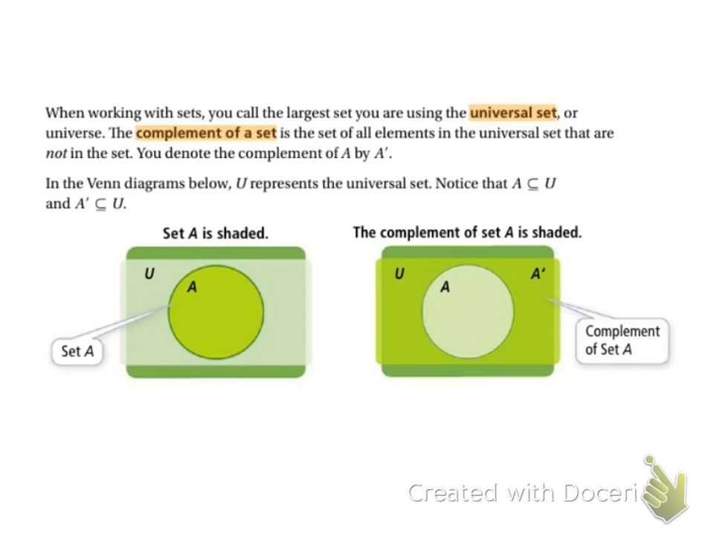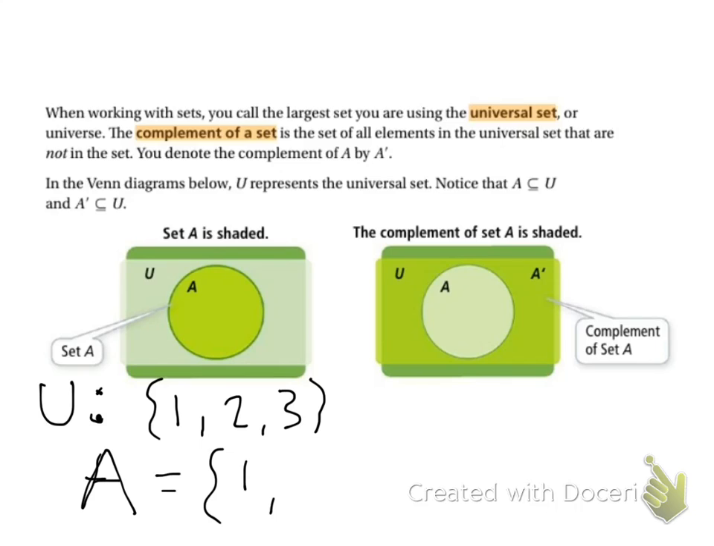So here, let's look at an example for a second. If my universal set is 1, 2, and 3, and let's say I take A to be 1 and 2. The complement of A, which we call A prime, A with an apostrophe, is the numbers that I didn't choose. So I took 1, I took 2, but I didn't take 3. So the complement of A would be 3.